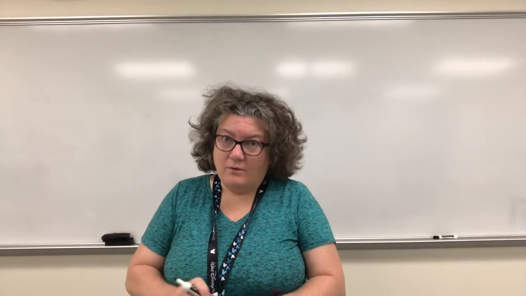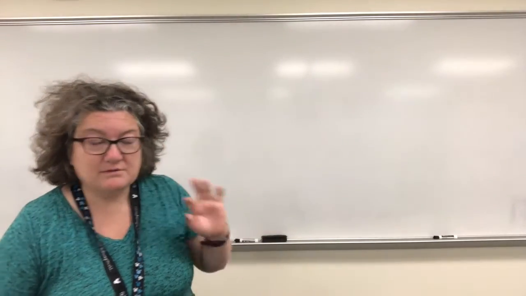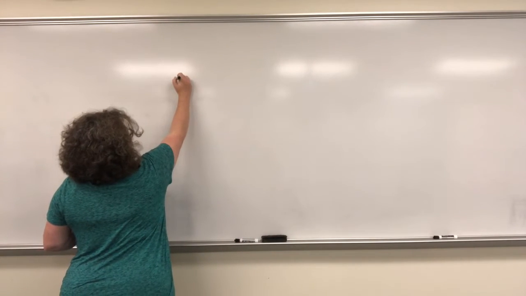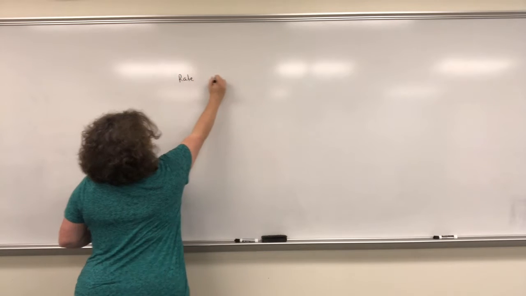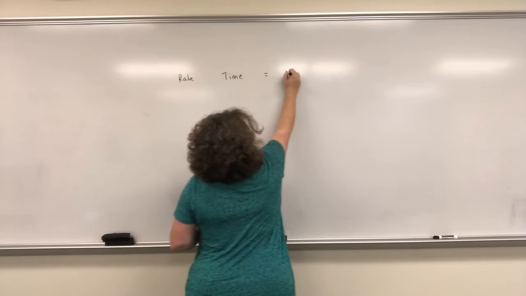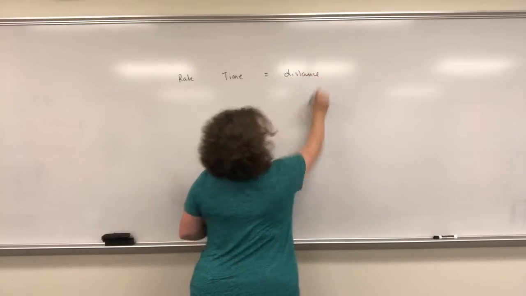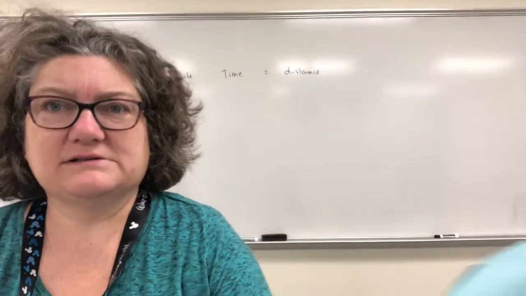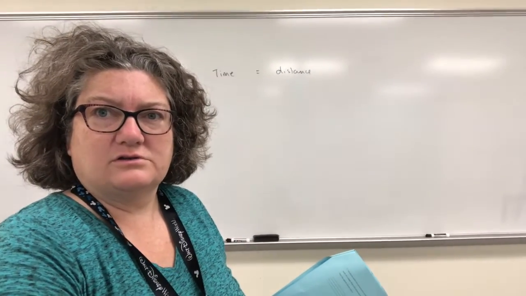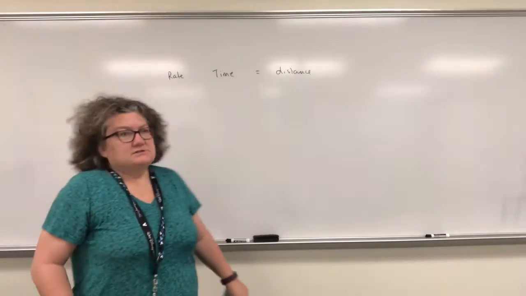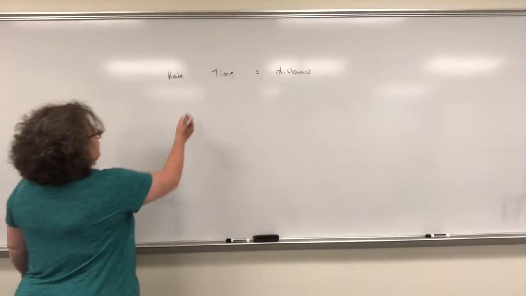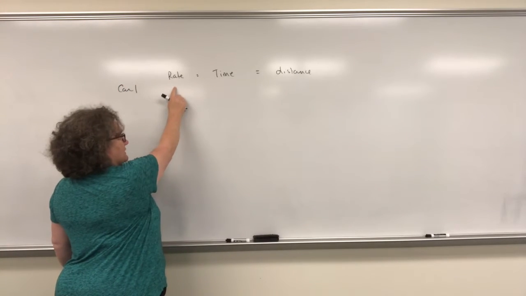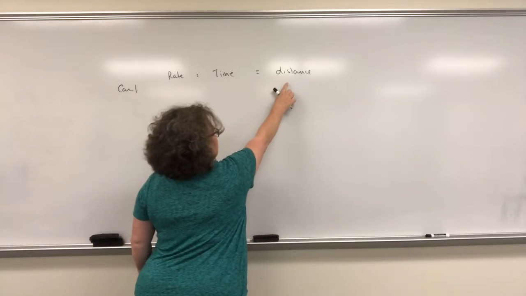What I mean by that is we always use a chart when we are working word problems with distance, rate, and time. Remember that rate times time equals distance. That is the formula always, and that's what we're going to be using. So if we have car 1, we have however fast they're going, for however long they drive, equals the distance they drive.